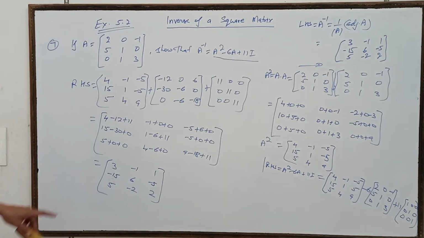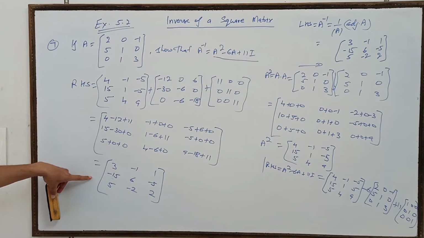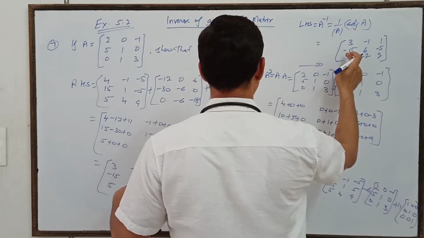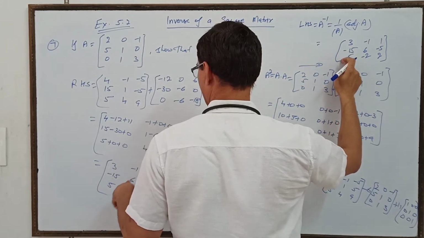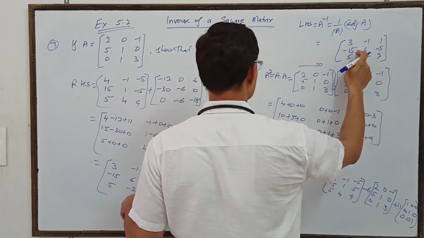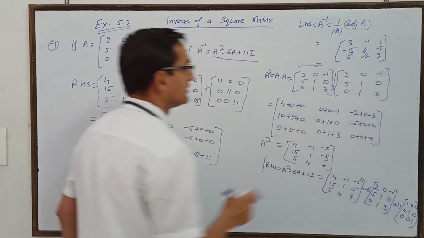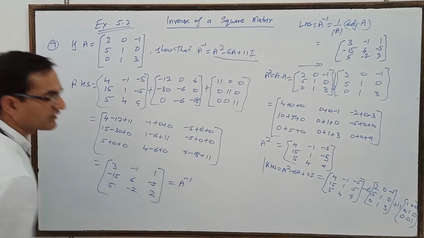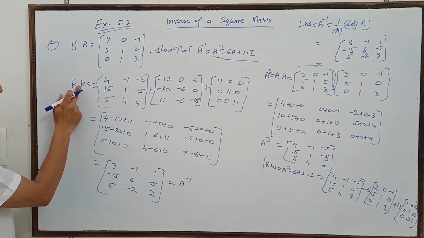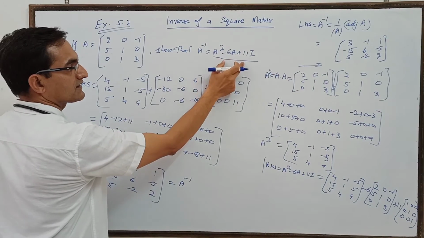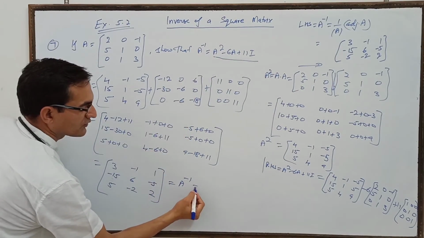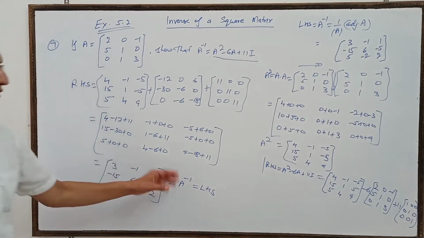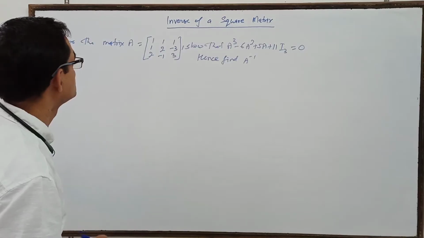And this is right hand side. And what was left hand side? 3 minus 15, 5, minus 1, 6, minus 2, 1 minus 5, 2. So this is equal to inverse of A. This right hand side is equal to inverse of A, so this is left hand side. So right hand side is equal to left hand side, hence it is proved.